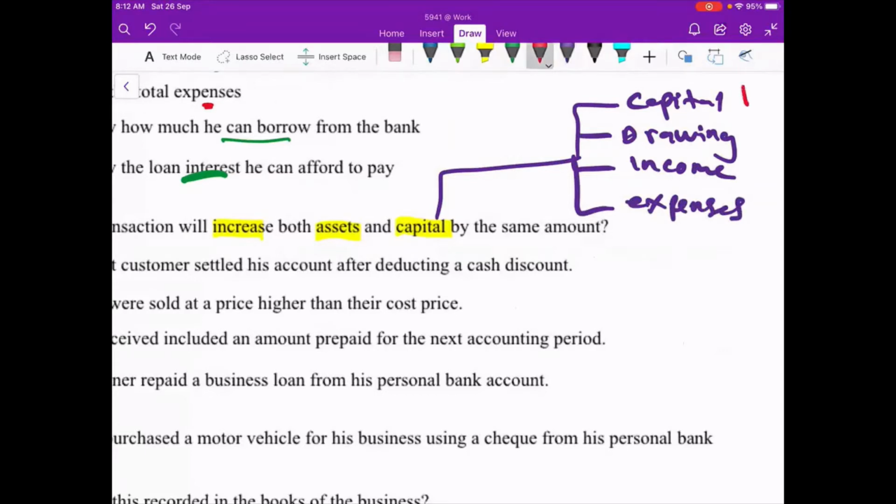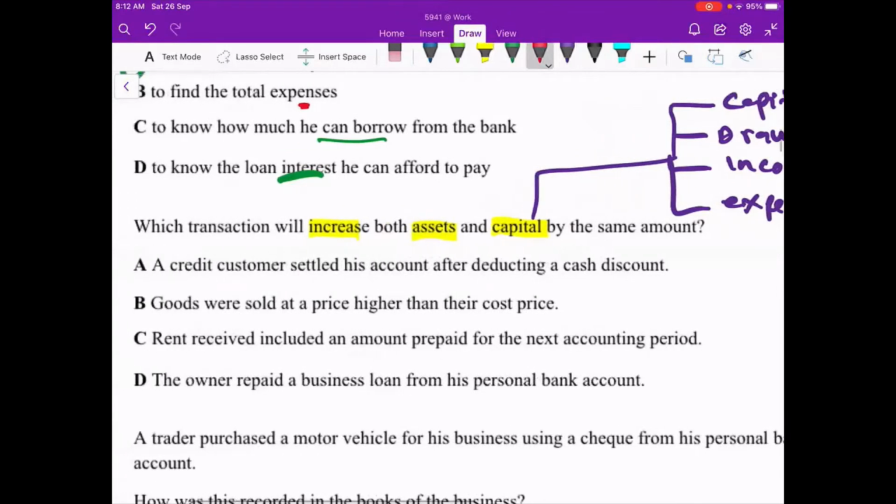Capital will increase the capital, the owner's investment. Drawing, whenever the owner withdraws, the capital will be reduced. Income, whenever the company earns a profit, the profit will be included in the owner's equity, so it will increase the capital. Expenses will reduce the capital. Okay, these are the effects on the capital.